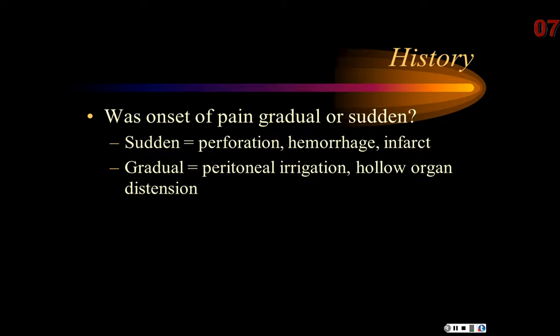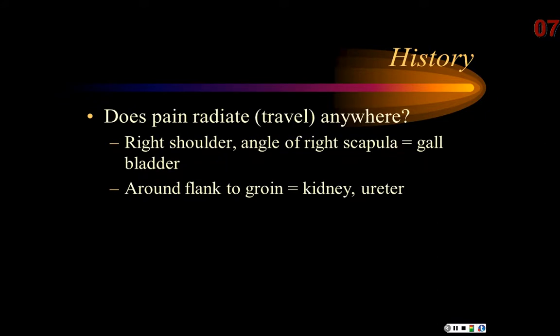What's the peritoneum? It's kind of like the lining, the intestinal lining. Okay, does it radiate anywhere? So if it goes to the right shoulder or the angle of the right scapula, that's generally a gallbladder problem. If it goes around the flank to the groin, we're talking kidney or ureter. So that can happen with either a UTI or stones, which would be more of a ureter problem.